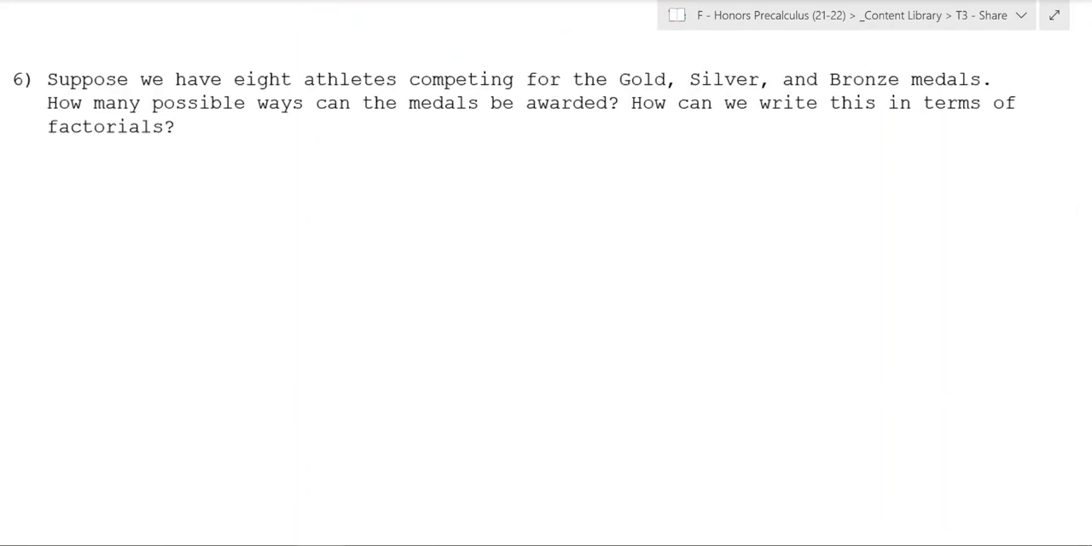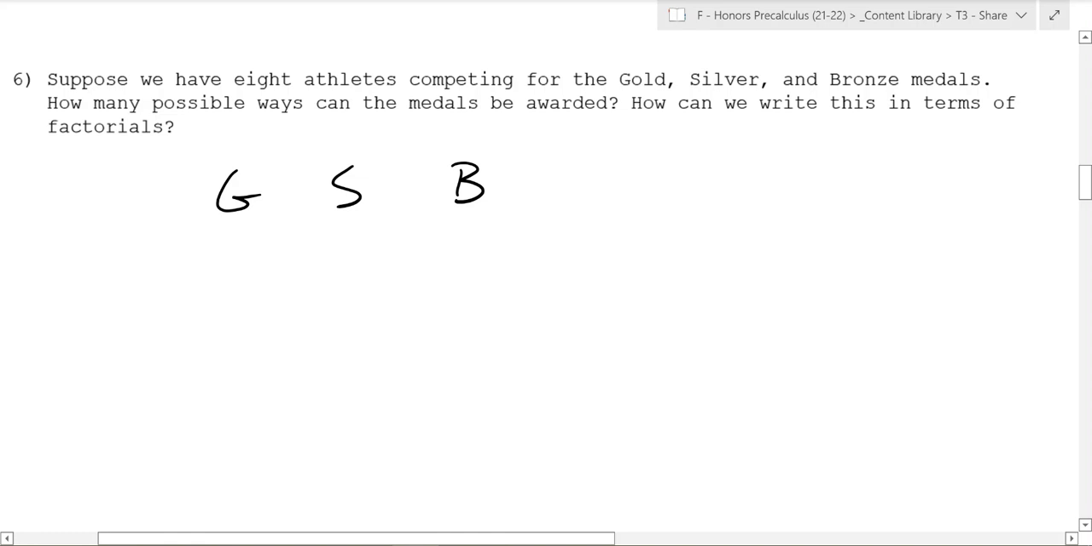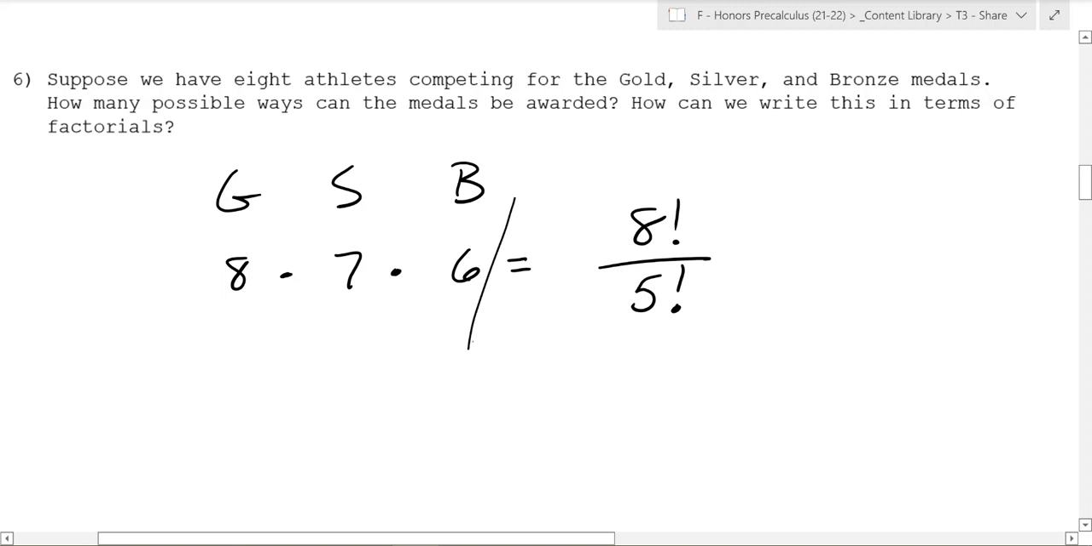Next question here is, suppose we have 8 athletes competing for gold, silver, and bronze. How many possible ways can the medals be awarded? How can we write this in terms of factorials? Well, we can think of it as gold, silver, and bronze right here. So how many could come in first, second, third? Well, there's 8 that could have gold, but once someone gets gold, they can't get silver. So we're going to multiply that times the 7 that are left and then times the 6. And this is going to be 8 factorial over 5 factorial. We've cut off everything less than 6 here, which turns out to be 336. You can think of it as, if there's 8 athletes, how many ways could the top 3 spots be awarded?